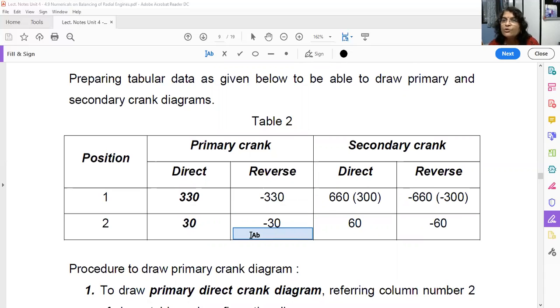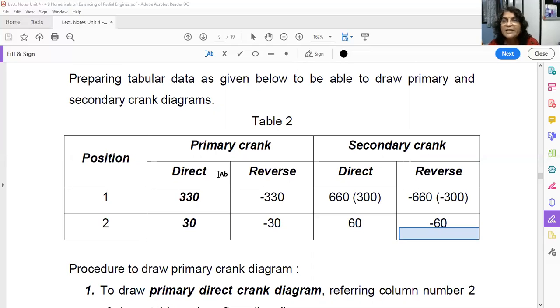How do we write the direct secondary crank angle? Just make double of this angle. 330 into 2 is 660, minus 360, one rotation completed, it is 300 degrees. How to write this one? 30 into 2, that is 60 degrees. Now how do we write the reverse secondary crank angle? Just give the negative sign here. So it is minus 660 and this is minus 60.